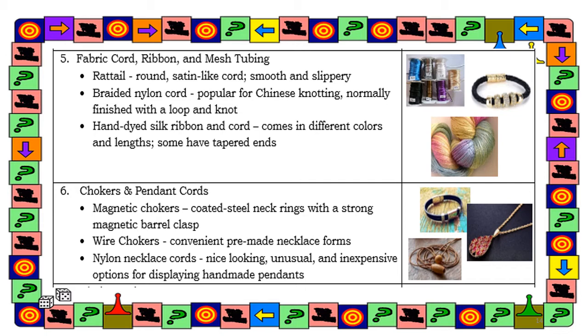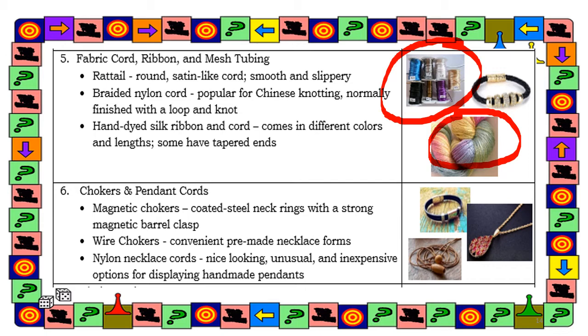Alright, then we have the fabric cord, the ribbon, and the mesh tubing. There are 3 types under these cords. We have the rat tail, which is a round satin-like cord, which is smooth and slippery. This one. The braided nylon cord, which is popular for Chinese knotting, normally finished with a loop and knot. And the hand-tied silk ribbon and cord, which comes in different colors and lengths, and they have tapered ends.